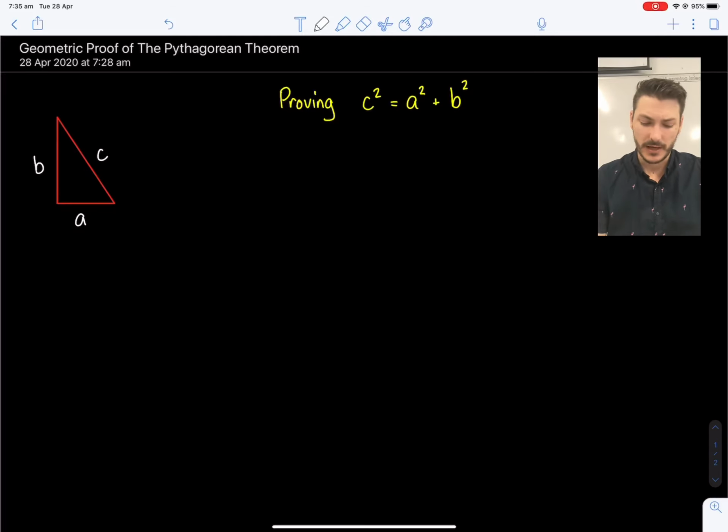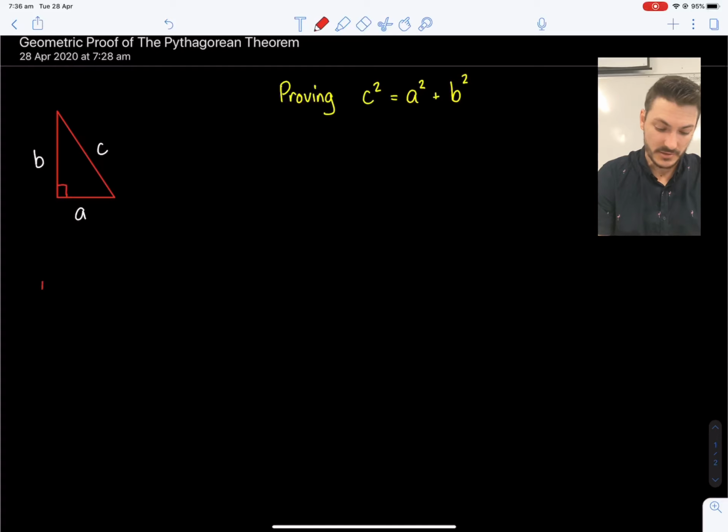So here I've got a right angled triangle and it's got side lengths of A, B and C. So no values, we're not going to use values at all in this. We can just do it abstractly using pronumerals. And I'm going to use this triangle 4 times in 2 separate squares to prove that c squared is indeed equal to a squared plus b squared. So to start with, I'm going to construct square number 1.